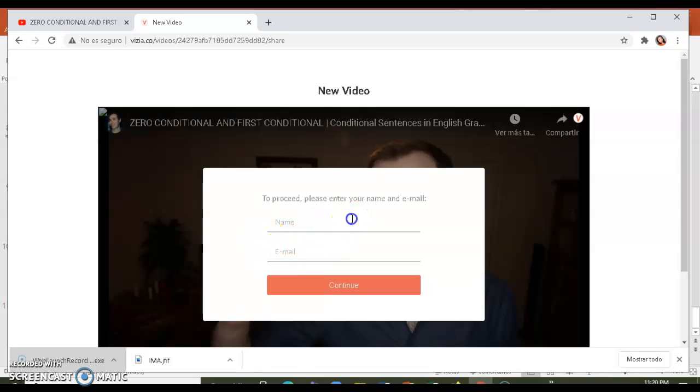Don't forget the section. For example, my name is Carmen Jaime Negrete and I am in class second A, for example. And then you have to write your email. Okay, it can be your Hotmail or maybe your Gmail. Okay, and do the test.